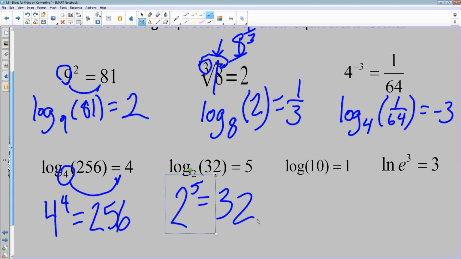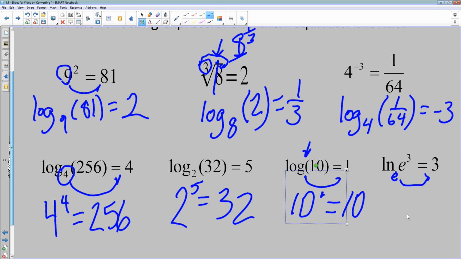Now, for this next to last one, it's a common log because there's no number right here. But remember that number is 10. So we're going to swing that 10 over here. So it'll be 10 to the 1st equals the number inside, which is 10. And then the last one is a natural log. Remember, you're not going to see a number down here, but we know it's base e. So if we swing that over, watch this, it's going to be e cubed equals e cubed. Well, that's kind of a duh.